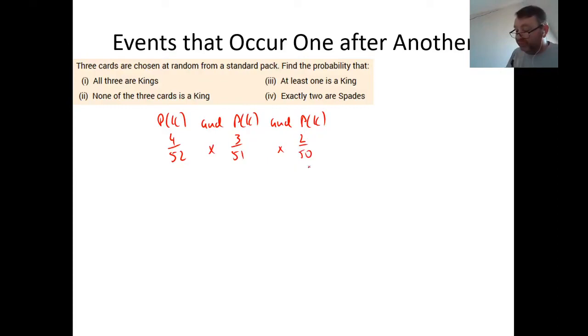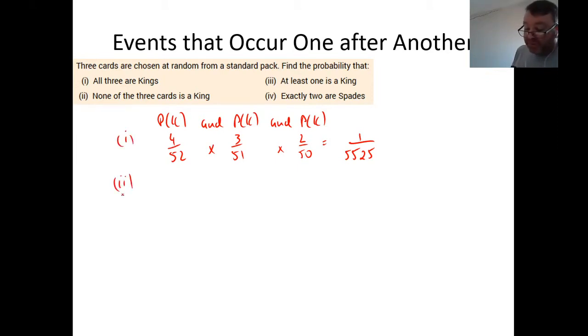Okay, so in a situation like that, and again, these just take a little bit of time when you're doing the multiplication with your fractions, 4 over 52 multiplied by 3 over 51 multiplied by 2 over 50. And the answer there comes out as 1 over 5,525. So very, very slim chance. Okay, that's part 1. Part 2.